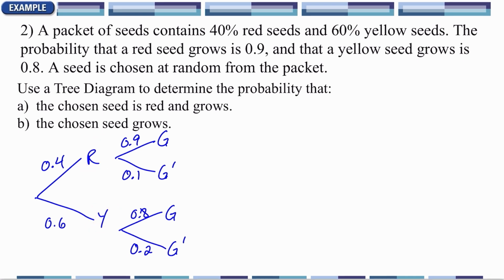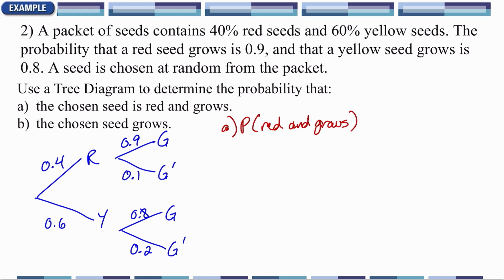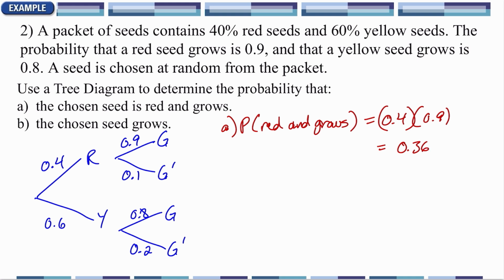So for part A, the probability the seed is red and it grows. So we want to write the proper notation, probability, red and grows. And of course you could use R and G. That would be 0.4 times 0.9, so that would be 0.36.